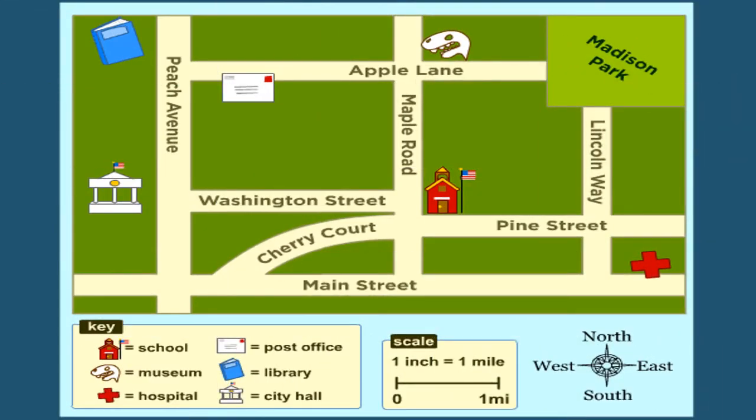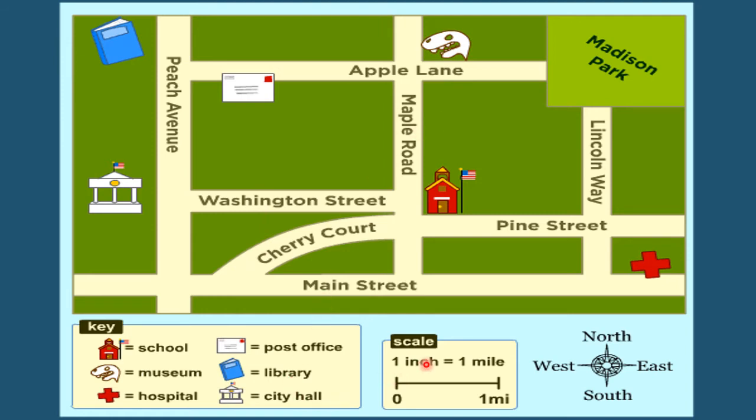So kids, this is how a map looks. As you can see, this is a map and there is a key. What is a key? A key explains what the symbols on a map mean. For example, as you can see here, the first one is the symbol for school, then the museum, hospital, post office, library, city hall. So the key explains what the symbols on the map mean.